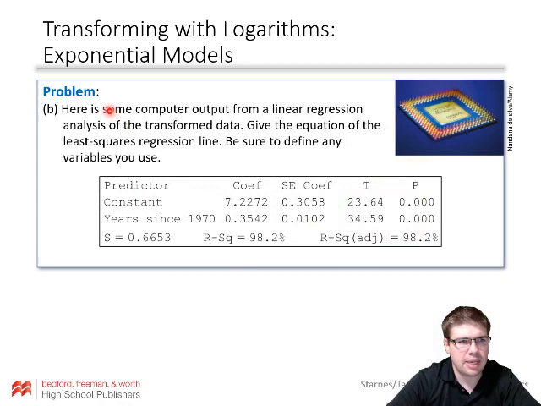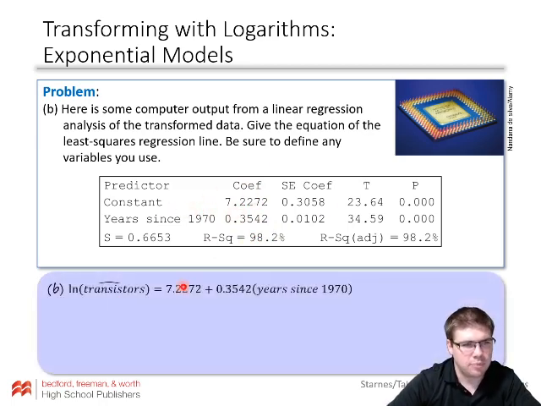So for part B, here is some computer output from the linear regression analysis of the transformed data. Give the equation of the least squares regression line. Be sure to define any variables you use. So we've got our slope and y-intercept, that nice strong relationship, but this is between x and log y. And so we will do this: y-intercept plus slope times x, which is years since 1970, is equal to the logarithm of our transistors. And of course, it's the predicted number.